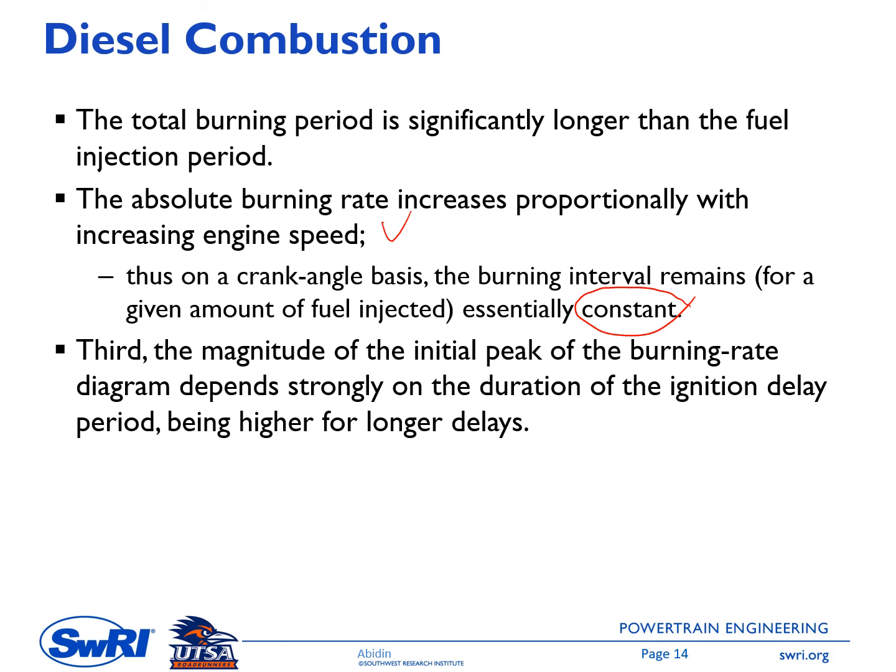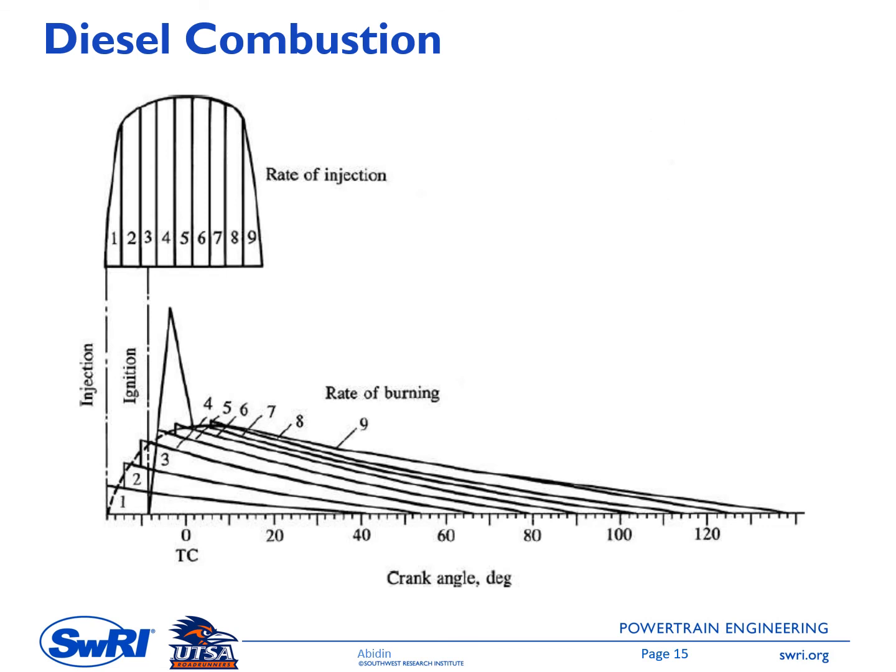This figure is showing the schematic of the rate of injection on the top, and the bottom is the rate of burning. In this case, the rate of injection is broken down into several segments, for example segment number 1, segment number 2, and so on. The feature on the bottom side is showing the mapping of each rate of injection segment into the rate of burning.